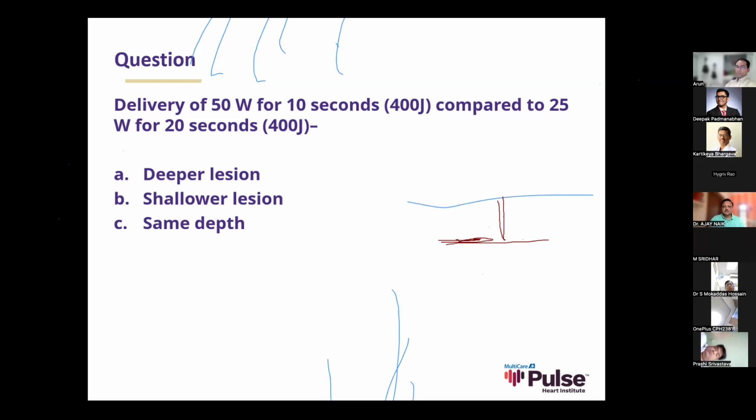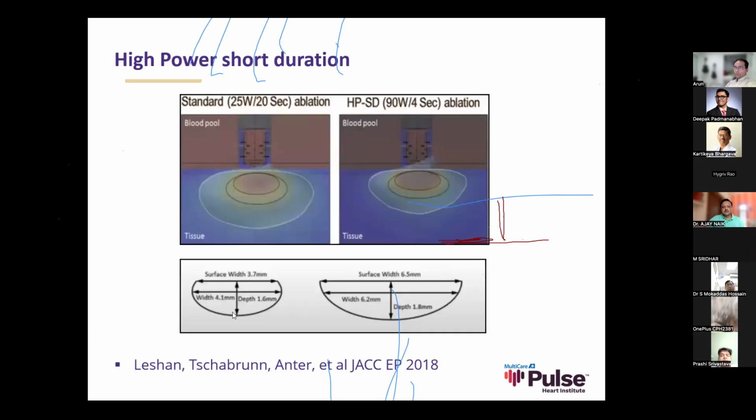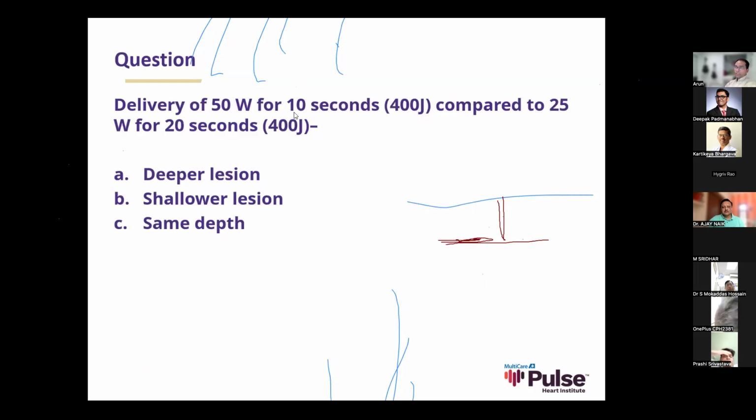Okay. So choice one, everyone saying that a delivery of 50 watts would give you a deeper lesion. Yeah, so this is the concept of high power short duration, right? A high power short duration ablation. It's become a very popular thing for the posterior wall of the left atrium. The concept is that if you give a very high wattage for very little time, that leads to more resistive heating and less conductive heating, and the lesion remains superficial.